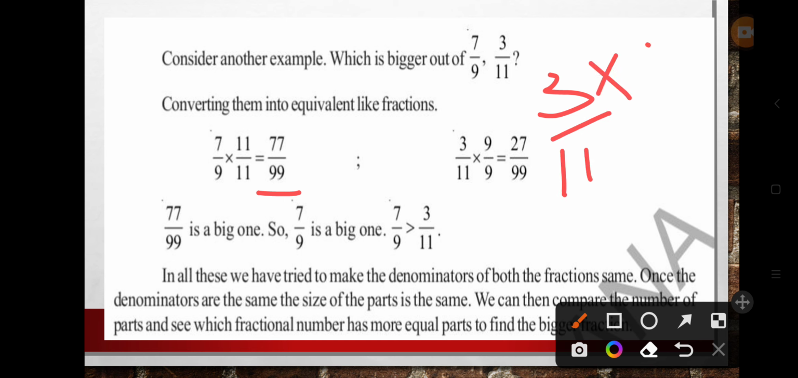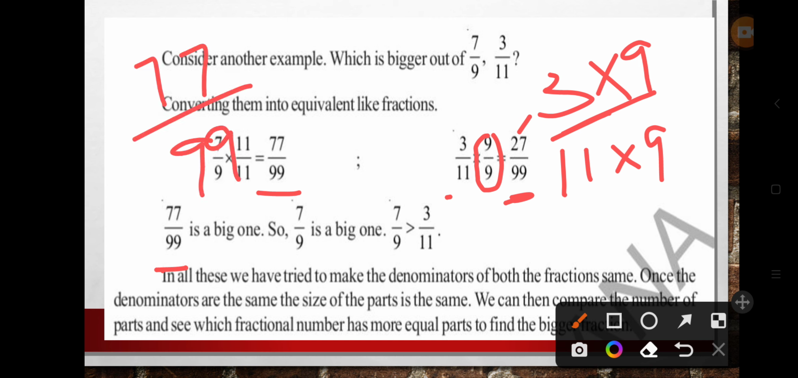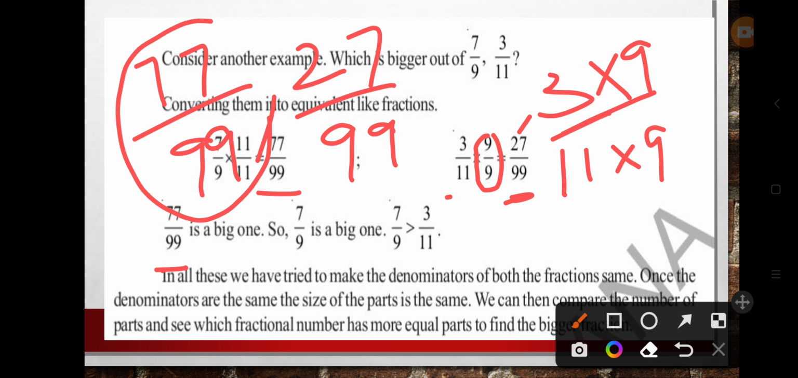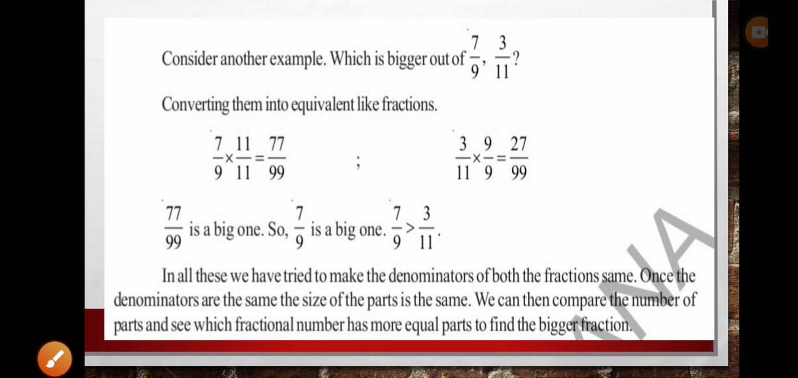Multiply with the denominator of the first. Check this here. 3 9s are 27, 11 9s are 99. Now these become like fractions, 77/99 and 27/99. Then we can compare which is the bigger one. This is the big one because here the numerator is bigger. So that is the method to compare two unlike fractions.